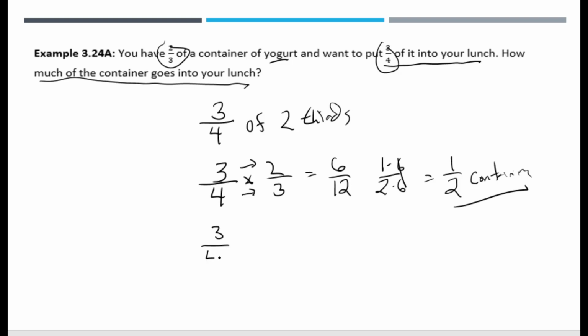And for a little bit more advanced way of looking at this, you could cross reduce. 3 divided by 3 is 1/1. 2 divided by 4 is 1/2. 1 times 1 is 1, and 2 times 1 is 2. So you could reduce this before you multiply. But the bottom line is, when you're multiplying two fractions, you multiply the numerators straight across, and you multiply the denominators.